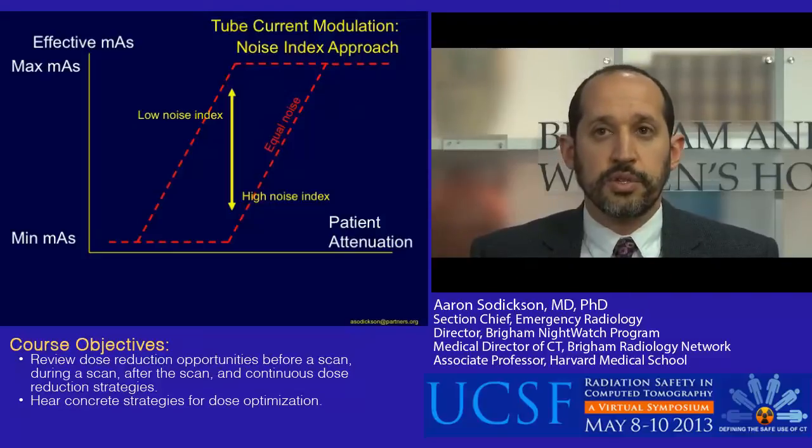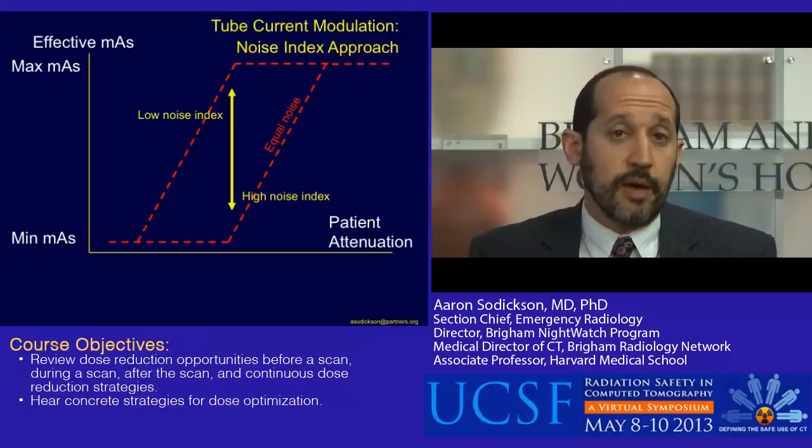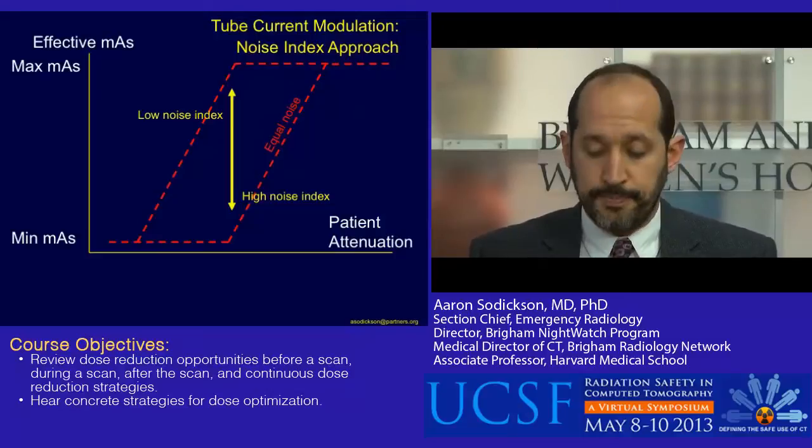The first general approach is the noise index approach. This is generally what's used on GE and Toshiba scanners, and in this approach, the scanner is configured to try to preserve an equivalent level of noise across patients of all different sizes, or body regions of all different sizes. Now that only happens to a point that we max out and we min out at the maximum and minimum mAs that we either configure on the scanner, or that's an inherent engineering limit of how much mAs the tube can actually create.